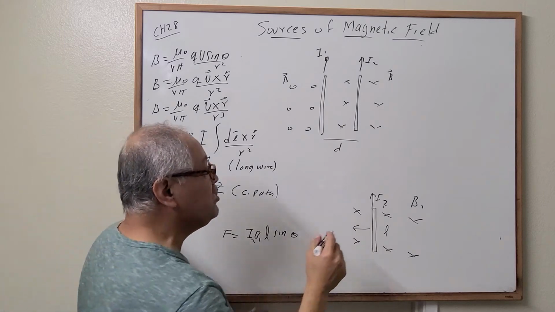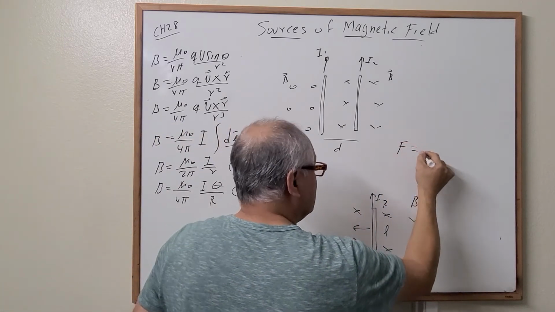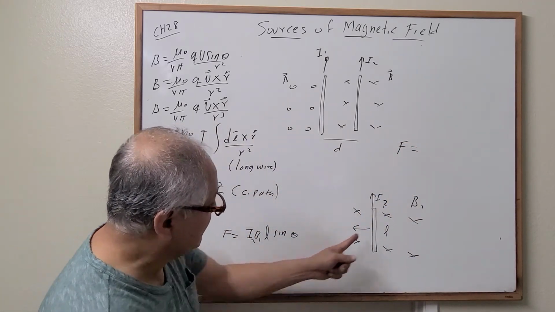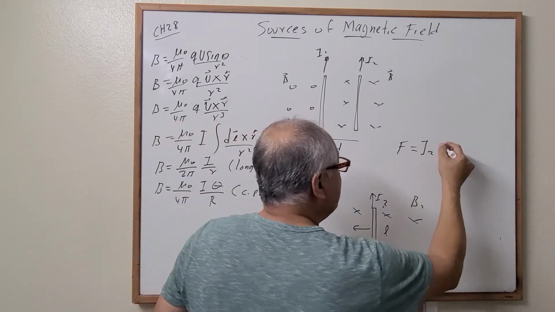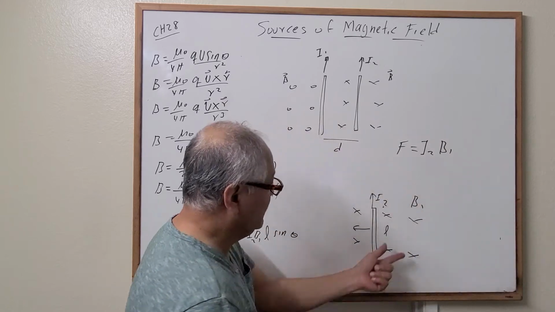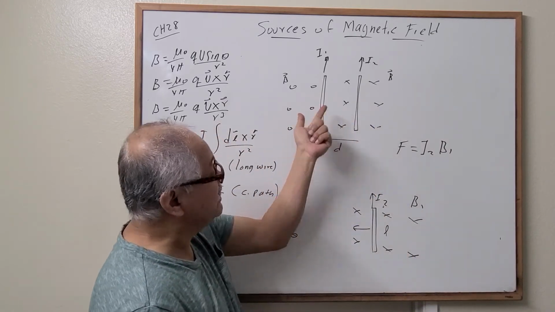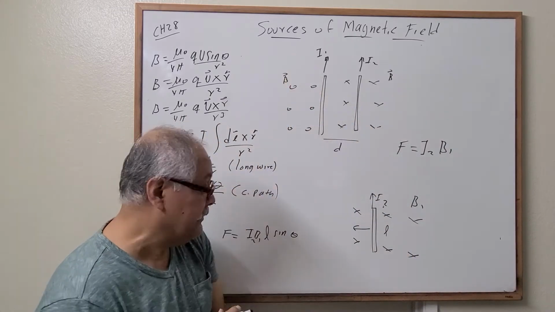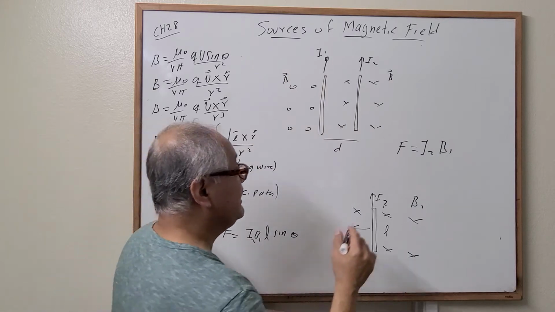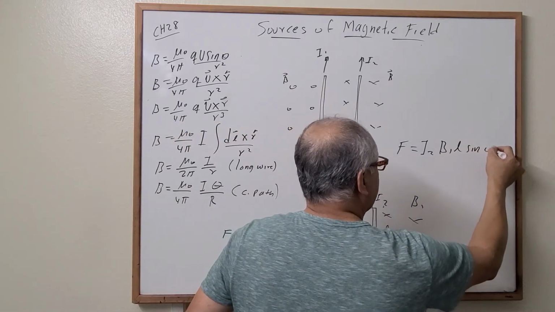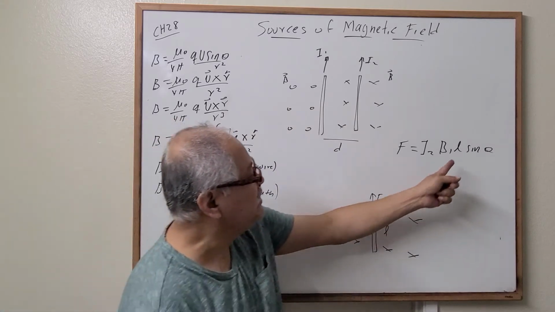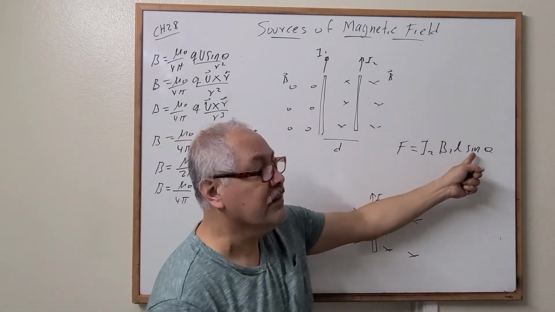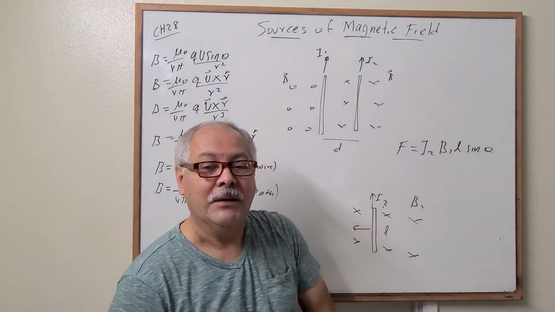So what should be the force? The force is equal to current 2 in this case, times B1. This is the external field, in this case produced by this current. Times L times sine theta. Well, what is the angle in this picture? The angle is 90 degrees, so sine theta is going to be 1.